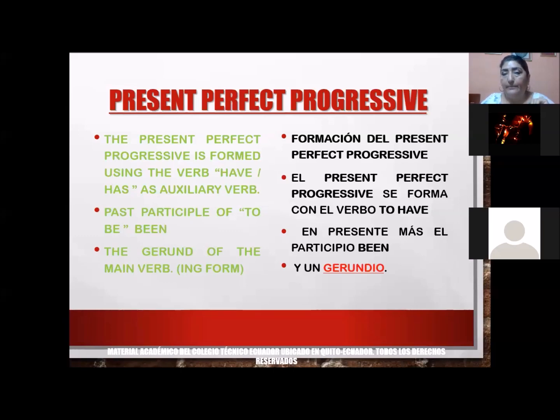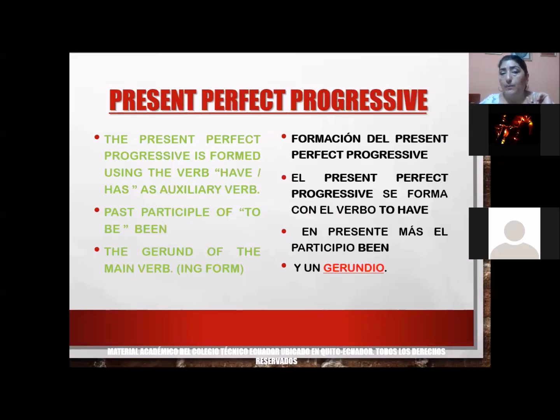Not tener. For example, in the simple meaning: I have a car, I have a cell phone. Tener. In this case, it is an auxiliary verb, not a normal verb. What is the meaning in Spanish? Haber. It's important you remember that we need it because it's perfect.